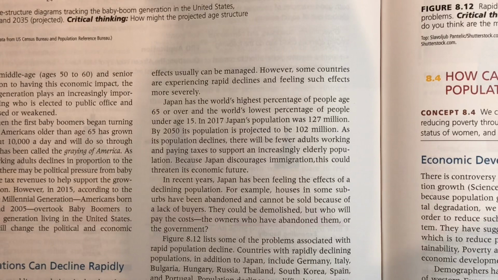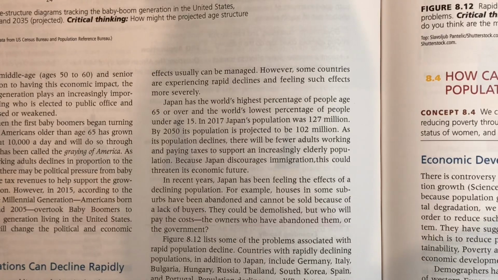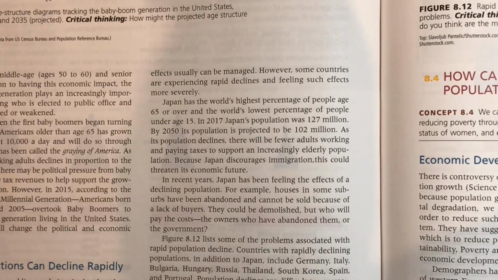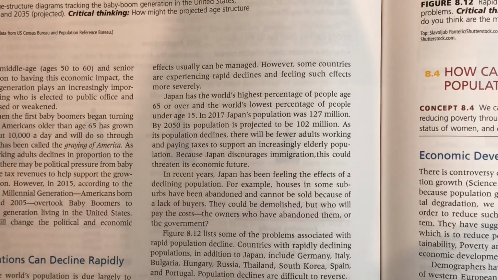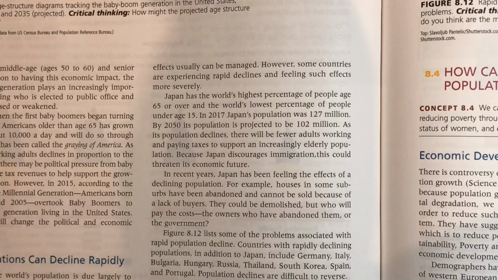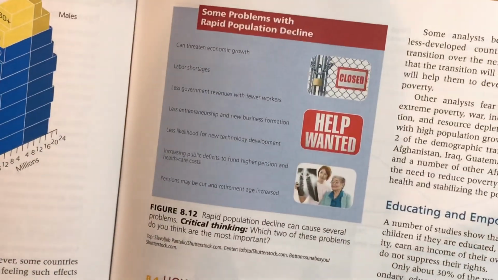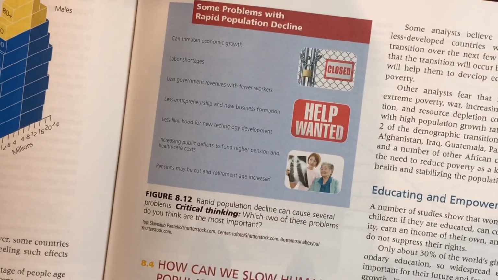So you have fewer adults working and paying taxes, which means everything from schools to roads cannot be funded very well anymore. Again, here, houses are being abandoned and they can't be sold because nobody can buy them. You could demolish them, but then who's going to pay the cost? Figure 8.12 shows some problems with rapid population decline. I would tuck a couple of these away and be able to explain them. So make sure you take a look at that.